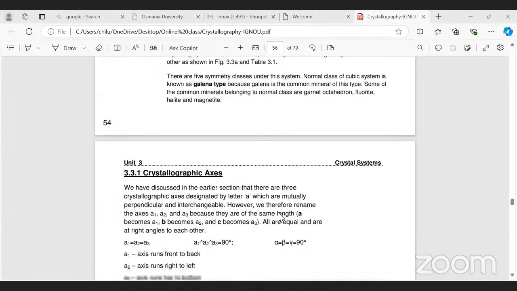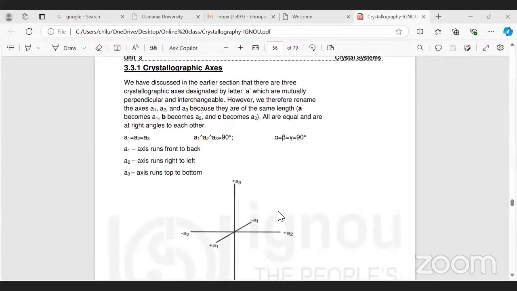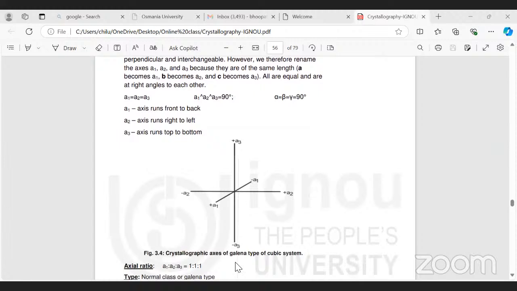You see in this picture A1, A2, A3. A1 is moving from front to back, A2 is moving from right to left, and A3 is moving from top to bottom. So these are the three axes.